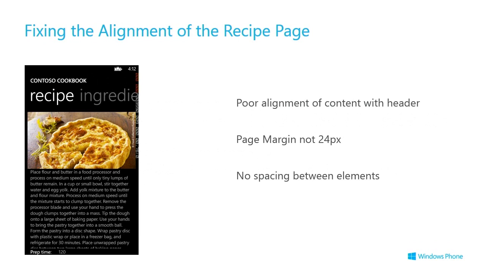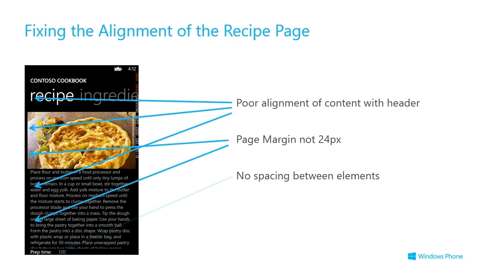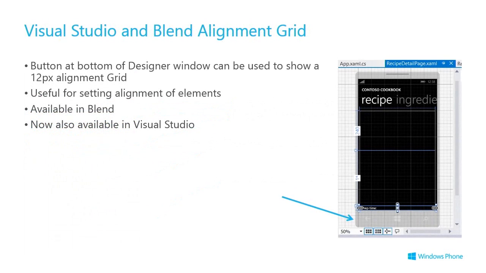So yeah, at the moment we've got a few little problems with our, this is our first pass. The content is not aligned with the header. The page margin is not 24 all the way down, and actually the spacing between elements is pretty poor as well. Everything's kind of crammed up. Yeah, it's not so good. So we can fix all this kind of thing, and this is what we're going to do.